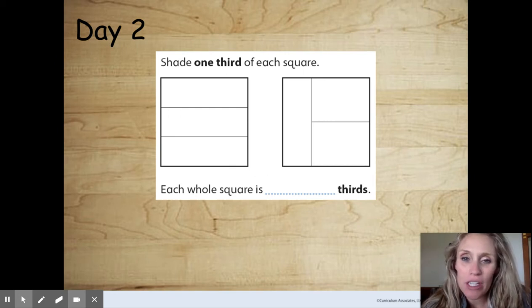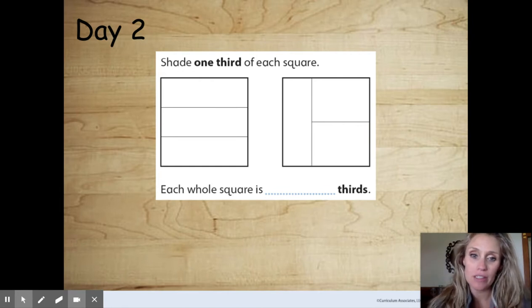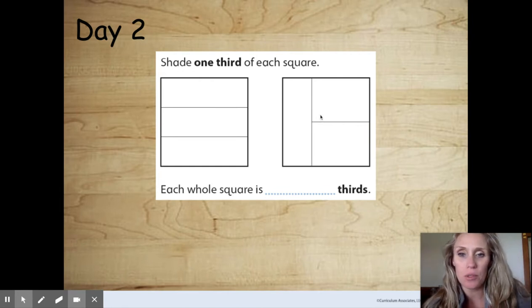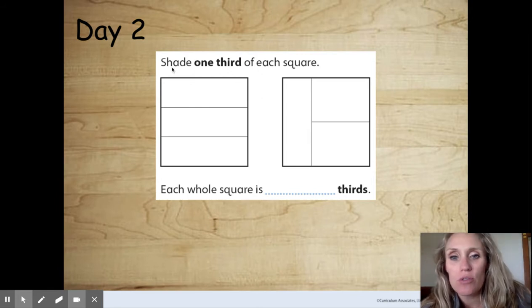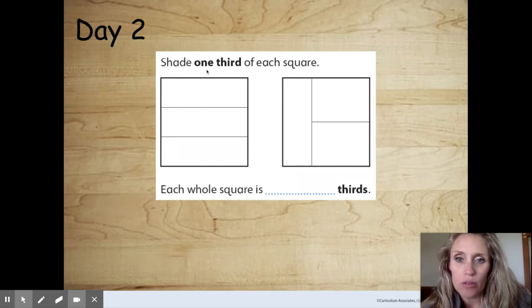Today we're going to look at 1/3 of different shapes. So, day 2, let's go ahead and look at the problem. It wants us to shade 1/3 of each square. I have two different squares it's showing me here, and it only wants me to do 1/3 of that.